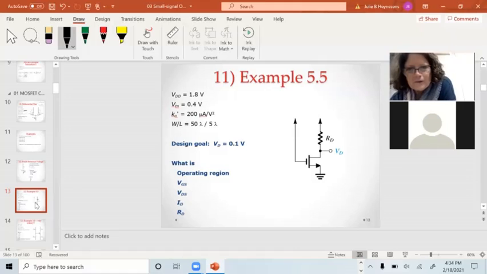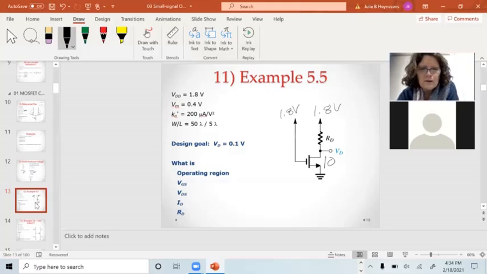So I've got a circuit here. We want to look at this. We've got VDD is 1.8 volts. We've got the VTN, we've got the Kn prime. The W over L is 10. And our goal is to make VD equal to 0.1 volts. And the first thing I want to do is look at this and say, well, what operating region is this in?